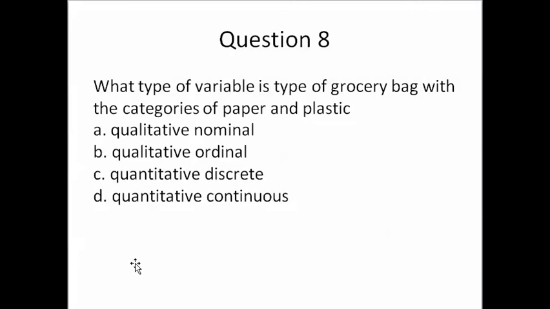You have different types of grocery bags. So it's a qualitative variable. We're not talking about amounts of things. We're talking about types of things. But then the possible categories, like the possible types of grocery bags, are all considered equal. There's no official order from lowest to highest. So it's qualitative nominal.